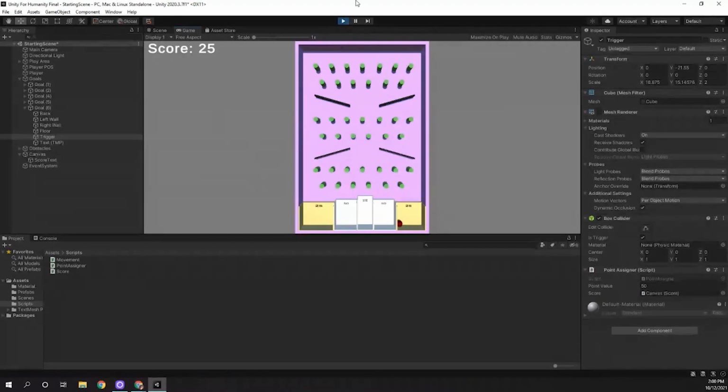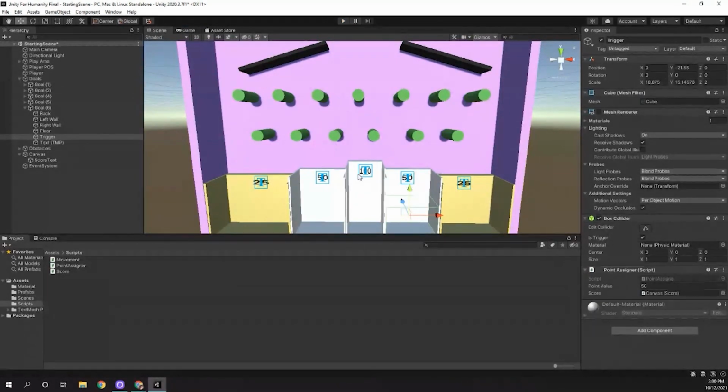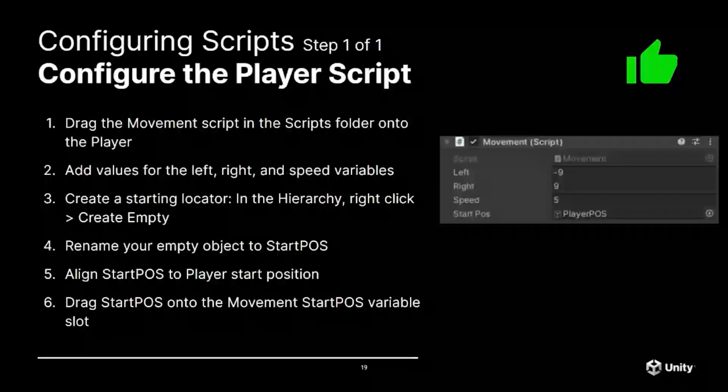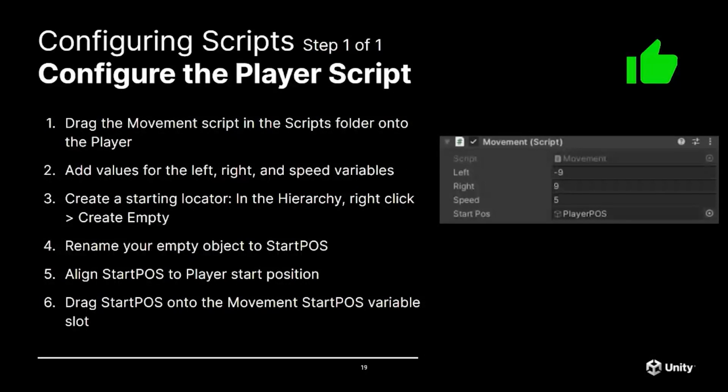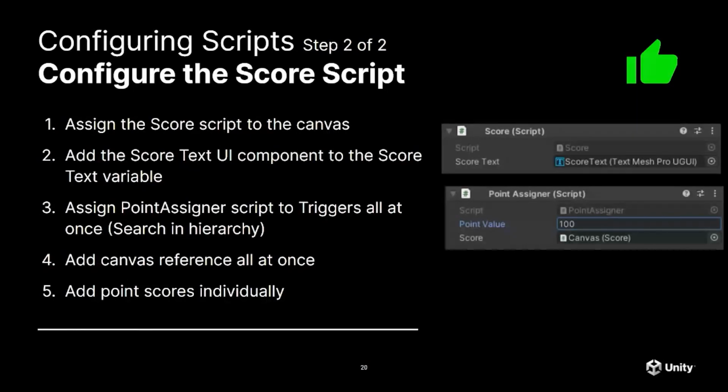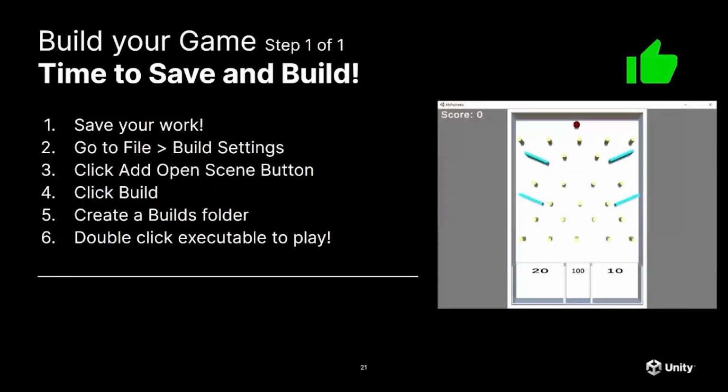So there we go. Unfortunately, we ran out of time as far as going through the building process. However, just for reference, file, build settings, you just add it and then click build, and then you'll be able to save your game, and then it'll produce an exe or a .app, whatever you guys have for Mac. And there you go. Your game will be done.